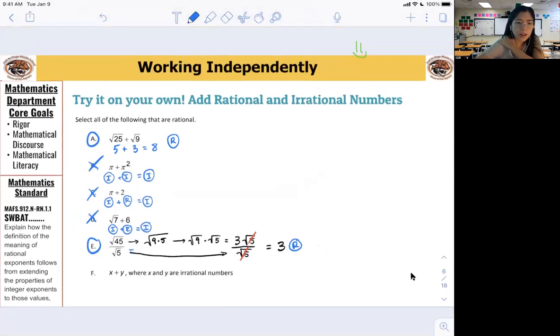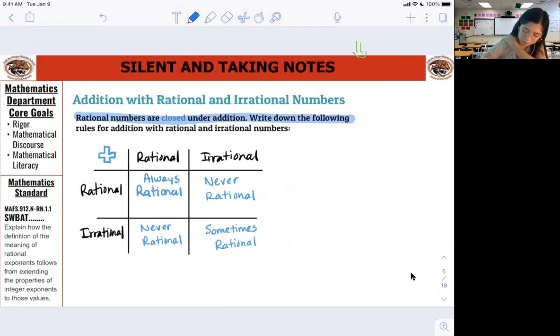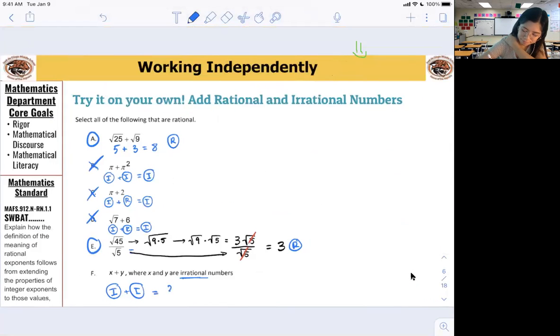And then x plus y, where x and y are irrational numbers. So this is irrational plus irrational. Do we know for sure? No. We don't know. It might end up being 0. It might end up being rational in the end, but we don't know for sure, so I can't circle it because I don't know for sure. So that one doesn't count either. All right, so any final questions on adding, the patterns between adding with irrationals and rationals?